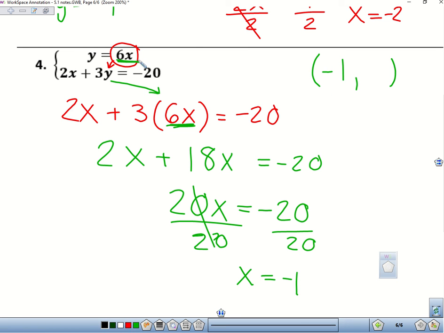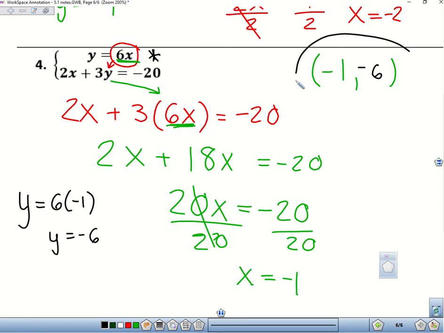Well, how do I find the other something? I plug negative 1 back into one of the other equations. So which equation would be easier to plug back into, the first or the second? Second. This one's way more work, right? This one's a lot easier. So I'm just going to plug in my x into this one. So this is y equals negative 6. Just like that. And that's your final answer.